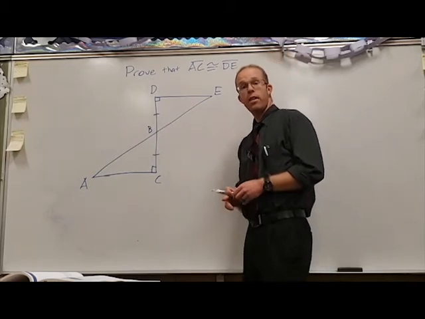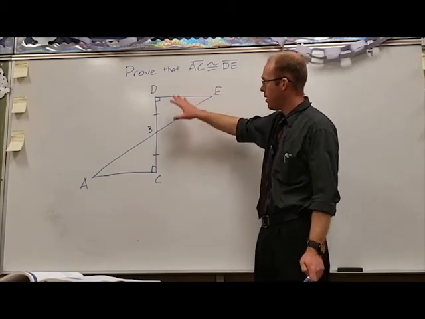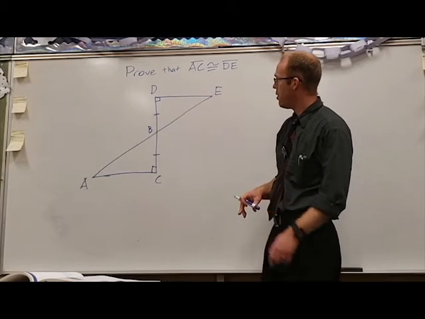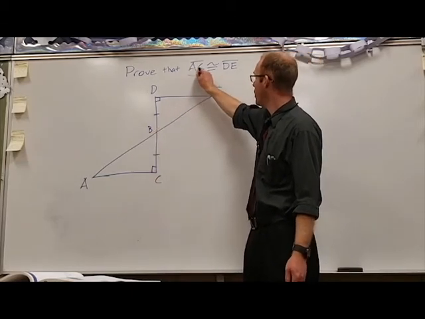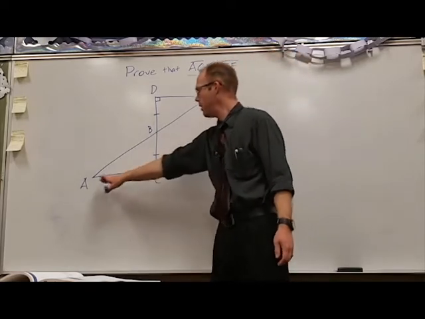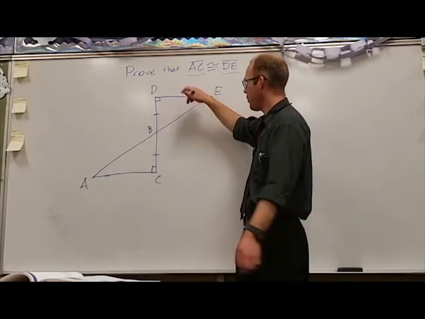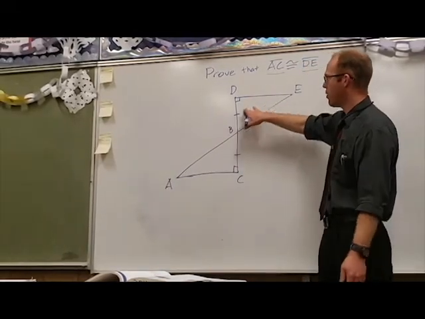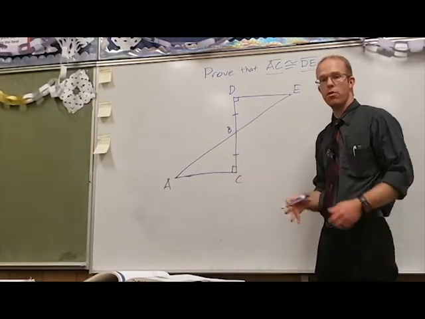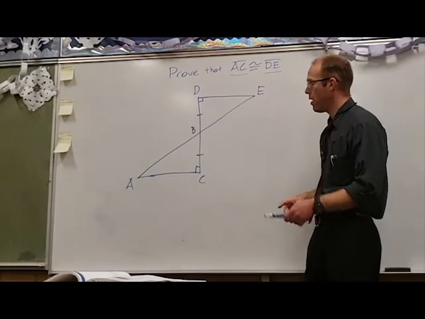Very similar to the last video, we're tasked with proving some information about two different triangles. You can see the picture right here. We are looking to prove that AC is congruent to DE. We've got the two triangles, and we want to prove that these are congruent to each other so that we can use corresponding parts of congruent triangles.